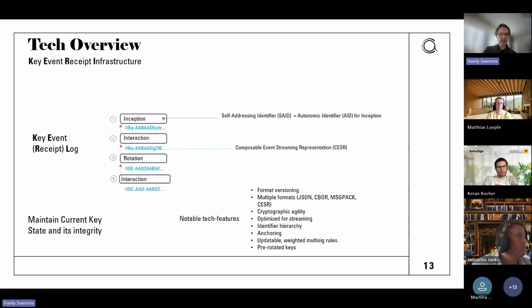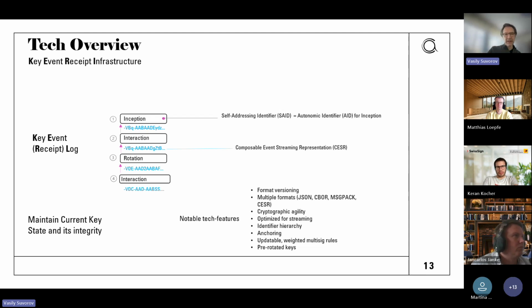So how is that enabled? KERI stands for Key Event Receipt Infrastructure. And this receipt infrastructure looks like this. You have a series of events that are linked in a chain, if you will, or in a log. You have inception, you have interaction, you have rotation, and you have another interaction. Just a few types of events.